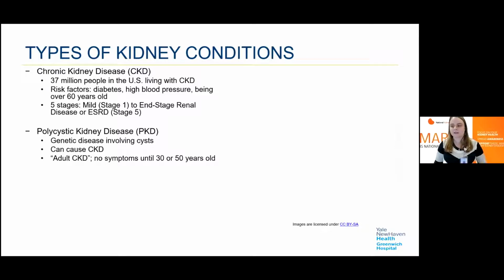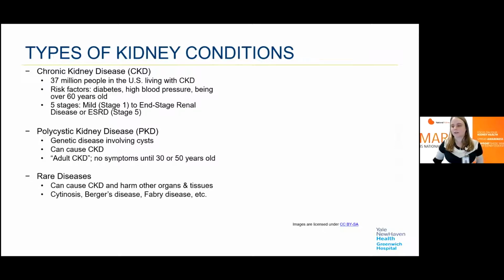It can cause CKD, and it's also distinguished by the fact that it's known as adult CKD, meaning that some symptoms do not show up until one is 30 or 50 years old. Again, the silent killer. Then there's also rare diseases that aren't specifically just affecting kidneys. It can affect other organs in the body. It can cause CKD while also harming other organs and tissues.